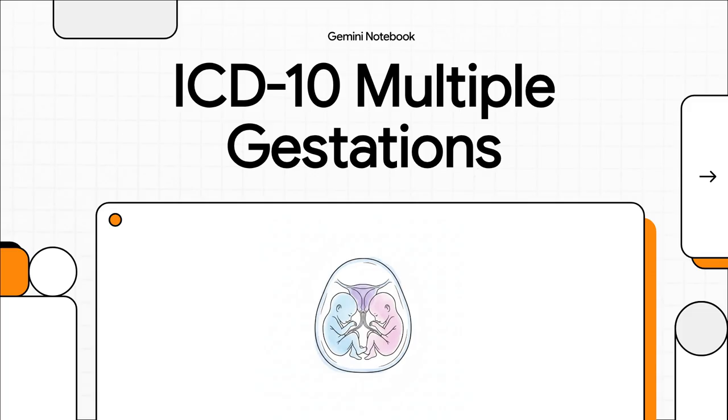Coding for multiple gestations requires an incredible amount of attention to detail, mostly because we have to track not just the mother's health, but the unique status of each individual fetus throughout the entire pregnancy. It's like a giant clinical puzzle, and we're going to break down these complex mechanics into super clear, actionable steps.